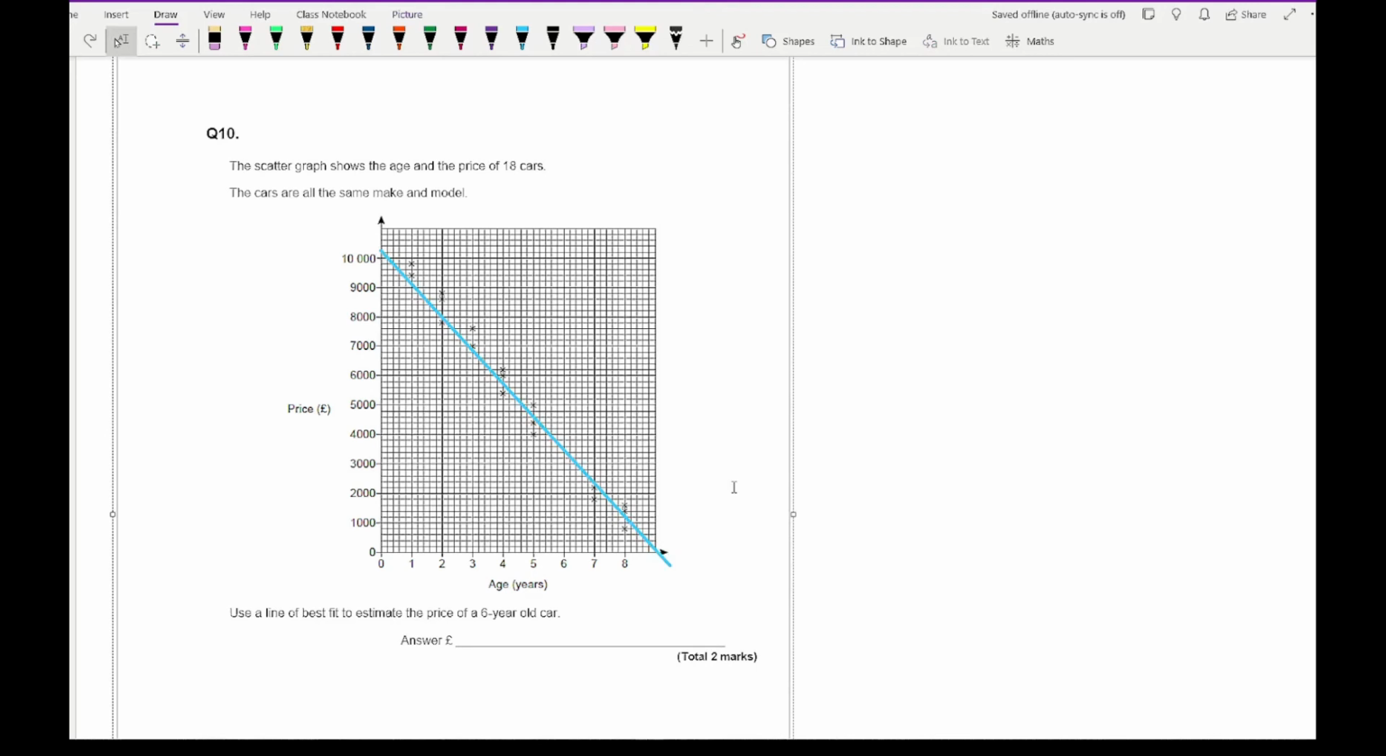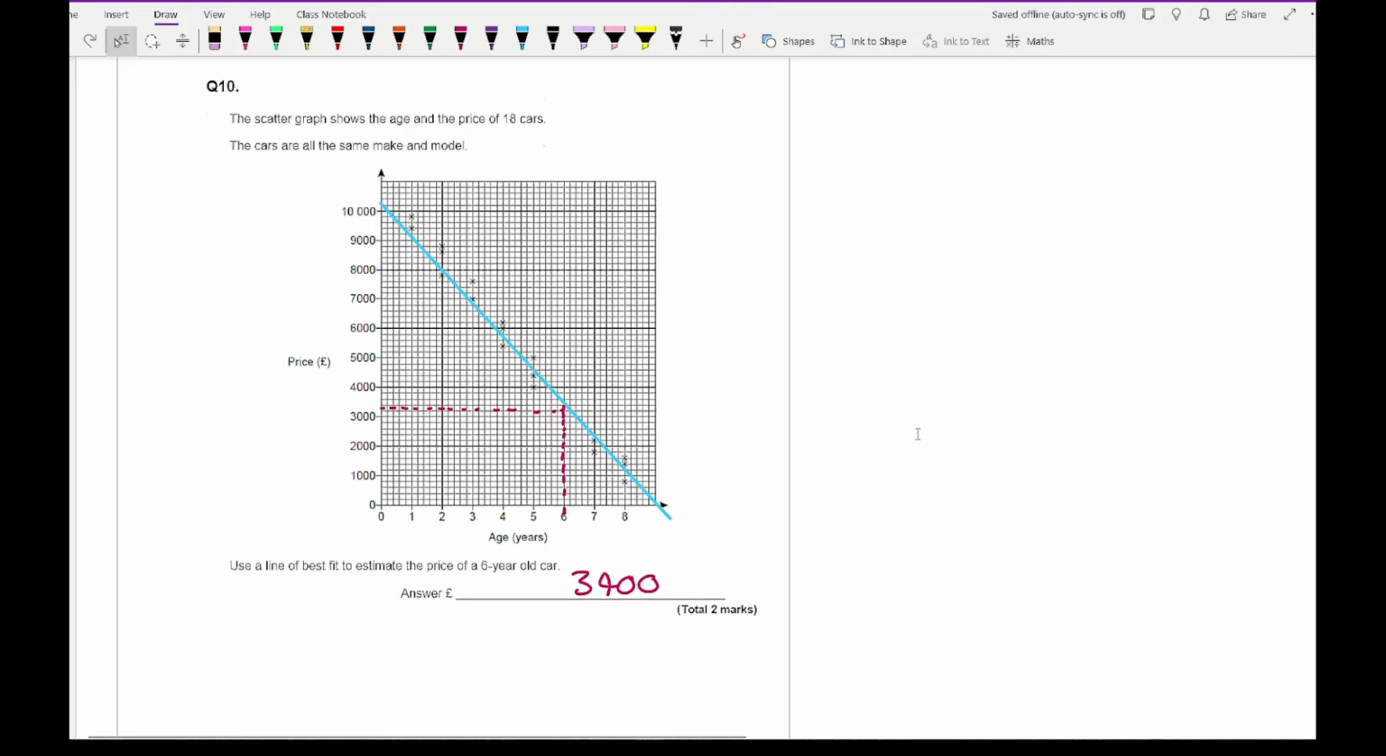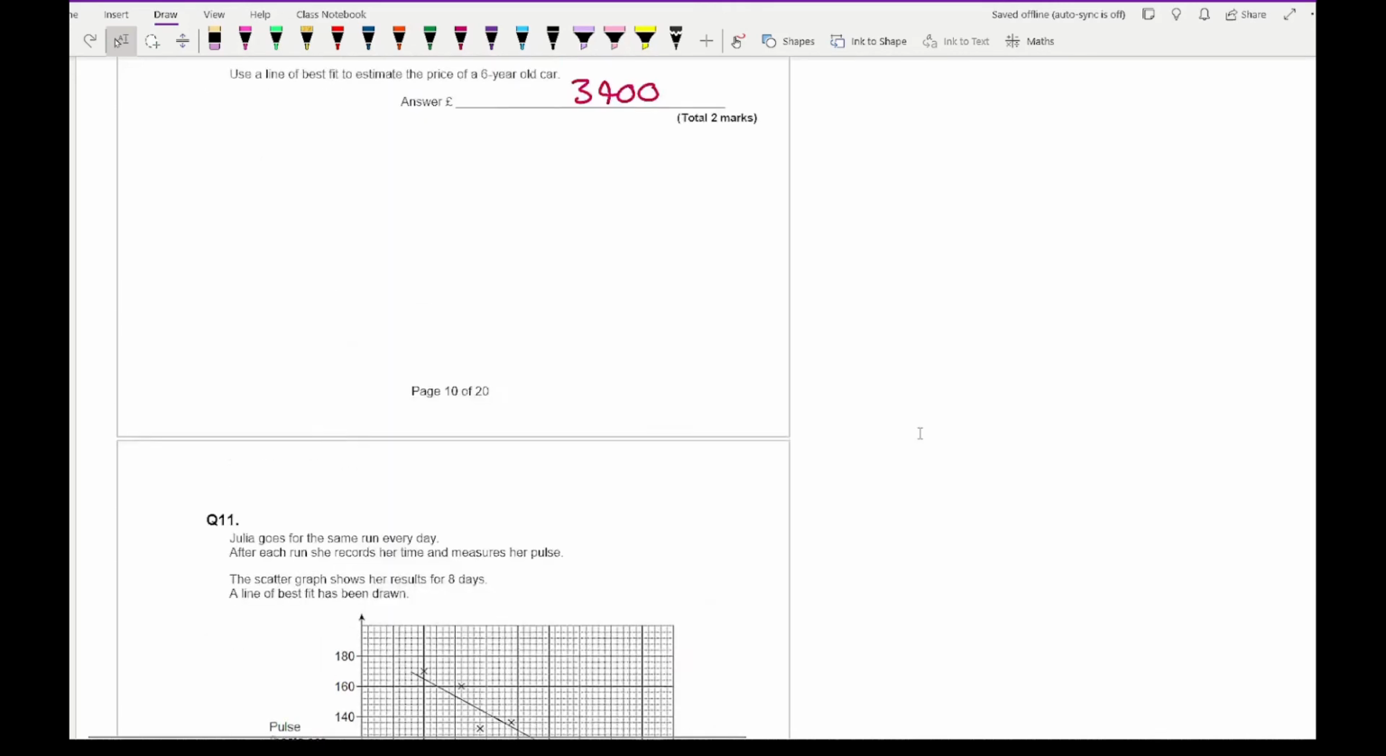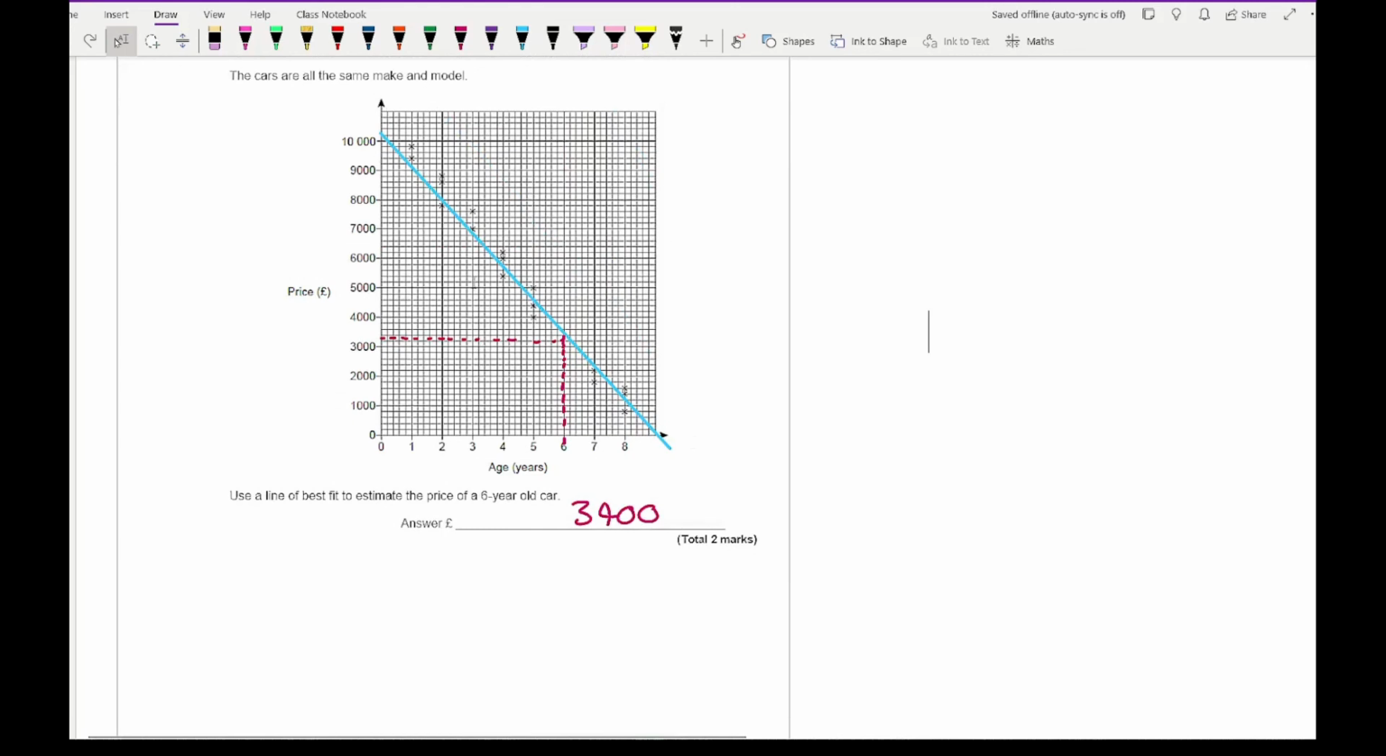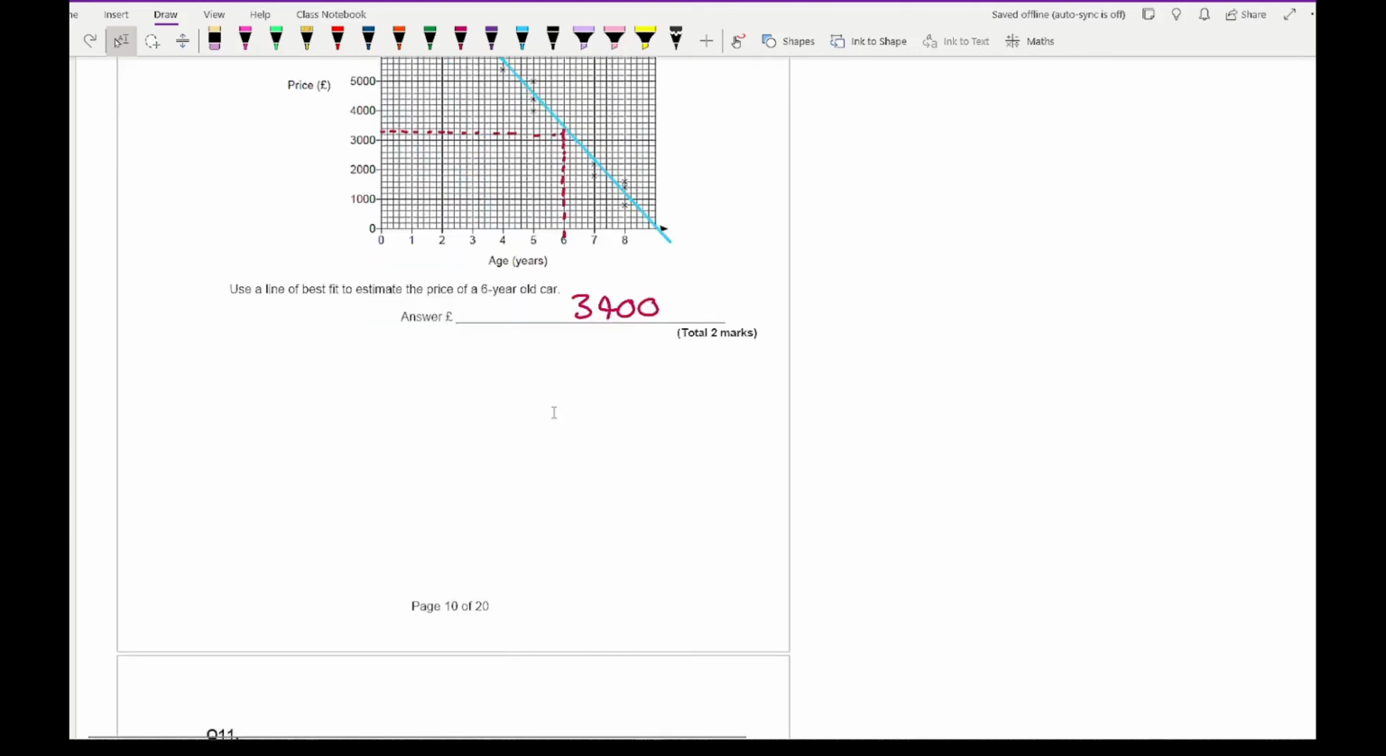So we're going to use the line of best fit to estimate the price of a 6-year-old car. From 6, I make out that to be roughly 3,400. And again, you can check the mark scheme to see whether your diagram and your drawing of the line of best fit will give you those 2 marks. You'll get 1 mark for drawing the line of best fit and 1 mark for using it, so make sure you are using those dotted lines at 6.